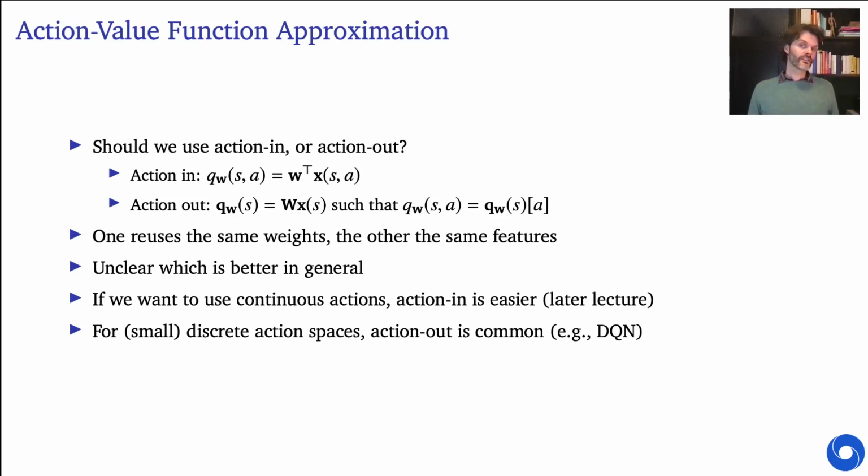For continuous actions, it's much more common to have the action in approach, where the action is somehow given as an input to the network. So you have to represent it somehow so the network can easily use it, but then you can do that.